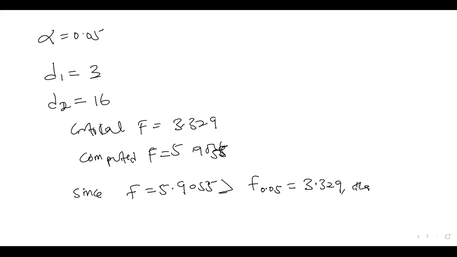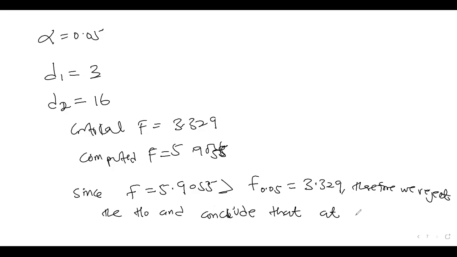So therefore, we reject the null hypothesis and conclude that at least one of the groups has a different mean or a different average.